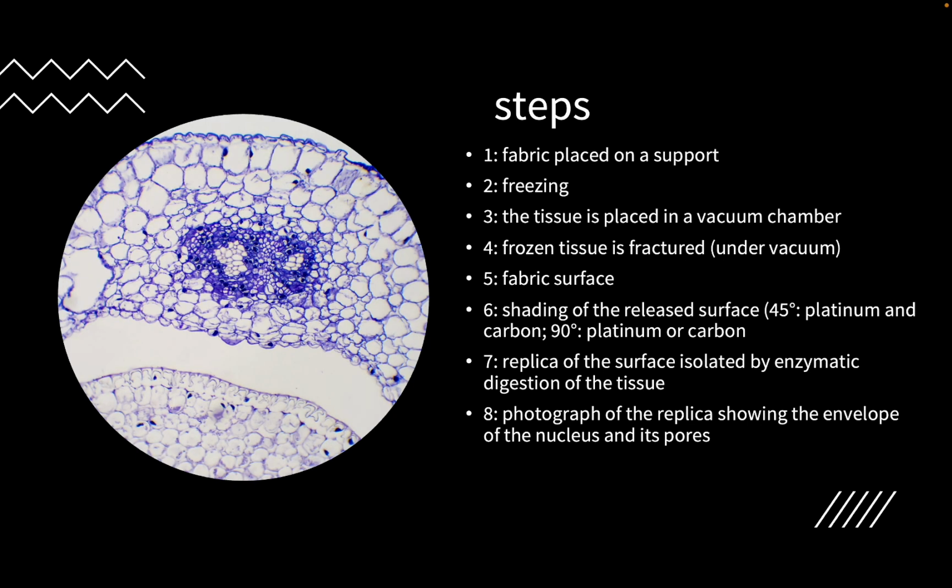Here are some steps that we should follow to have a replica to observe on the electron microscope. The first step is that the tissue is placed on a support. Second is freezing, then the tissue is placed in a vacuum chamber. The frozen tissue is fractured, and the fractured surface is shaded. The replica of the surface is isolated by enzymatic digestion of the tissue. The photograph of the replica shows the envelope of the nucleus and its pores.